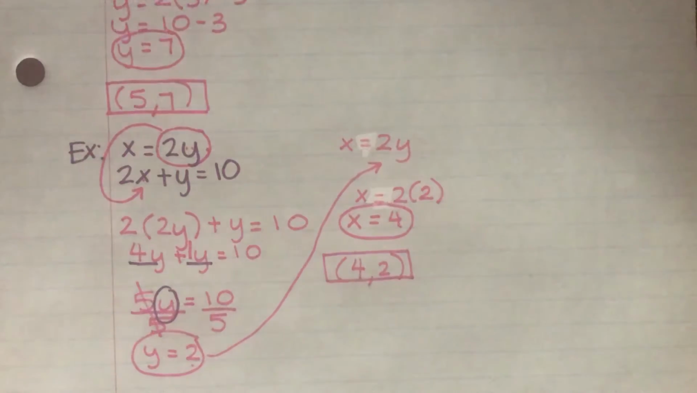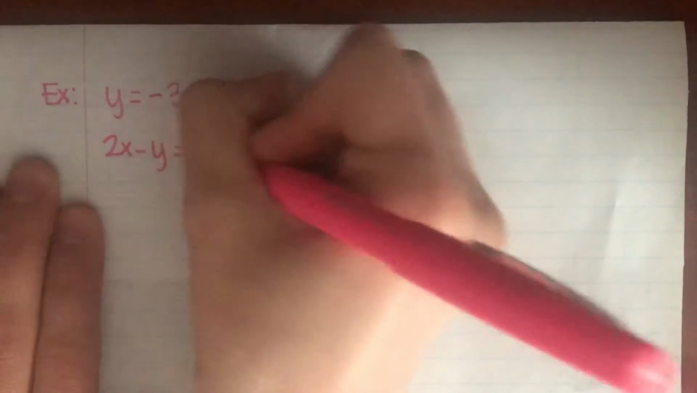All right, let's do one more example here. So our last example will be y equals negative 3x plus 1 and 2x minus y equals negative 6. So this one's a little longer, it's a little trickier, so that's why I wanted to do this example.